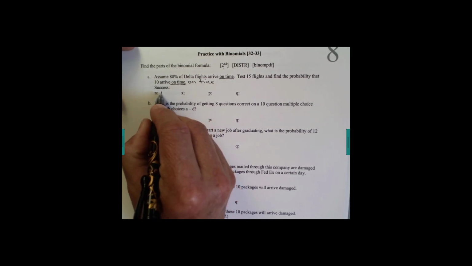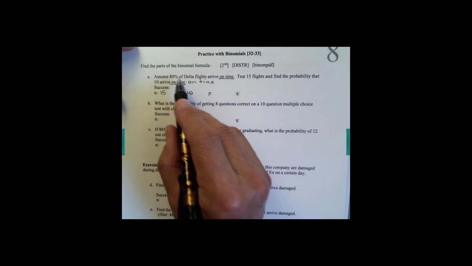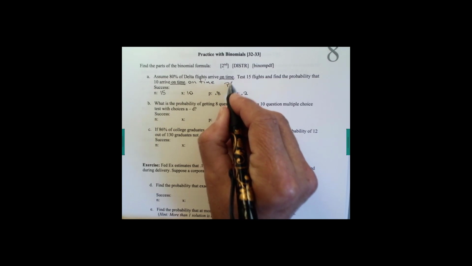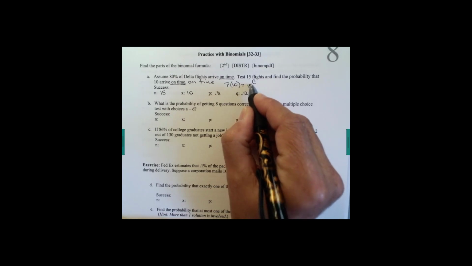Okay, so how many flights are we testing? That's our n. There's 15. And we want the probability of 10 of those being on time, so that's the x that we're interested in. We know that the probability of success is 0.8, so the probability of failure is 0.2. And now we can put it into our formula and calculate. We would say that the probability of 10 flights arriving on time is equal to a combination. Out of 15 flights, we want 10 to be on time. And then we would multiply that times p raised to the power of x, and then times q raised to the power of n minus x, which is 5.